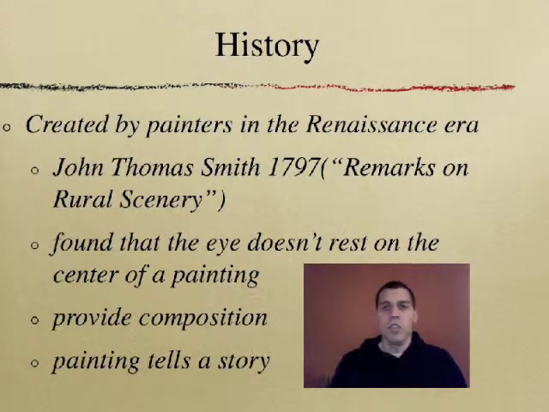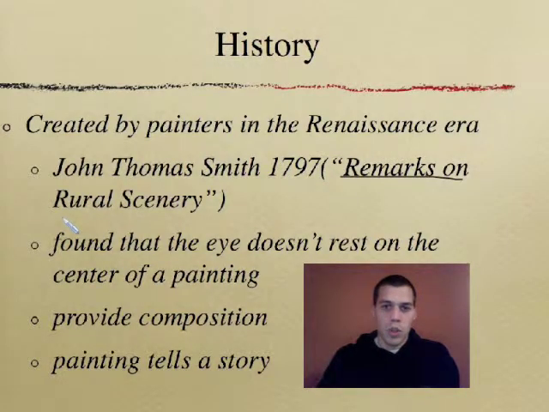So a little history of the rule of thirds. It started pretty long ago, but it was created by painters in the Renaissance era, and it was written down by John Thomas Smith in 1797, in a book called Remarks on Rural Scenery. That was the first time it was ever written down in a book, but it dated back way before that, and they're not really sure of the origins of it, but that's the first time it was written down in a book.